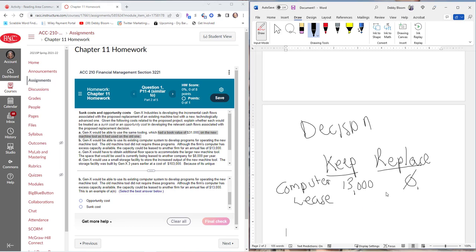So notice now we have two different numbers here, and in B, they're not talking about in the past, they say could be. So could be would be the future, right? Had is the past, could be is the future. So in this case, this is going to be considered an opportunity cost.